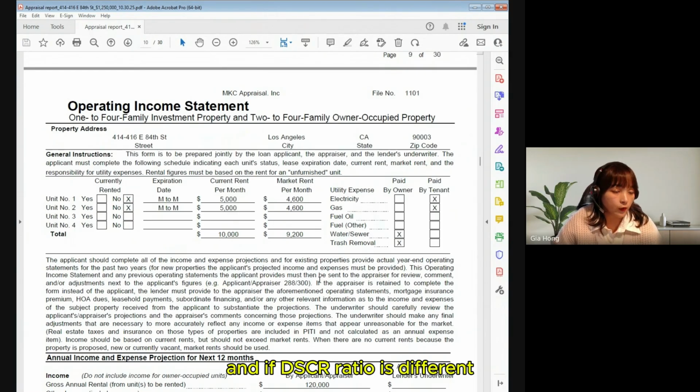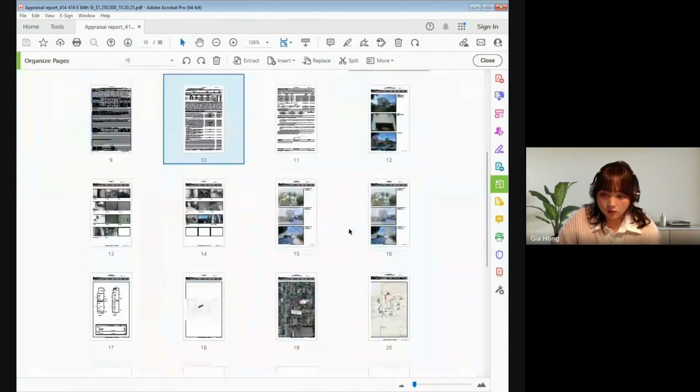And if the DSCR ratio is different from what we initially calculated, always let me know so we can restructure the file, or we can let the LO know the DSCR ratio changed. So the rate might be changed. Okay, so make sure to check this section.